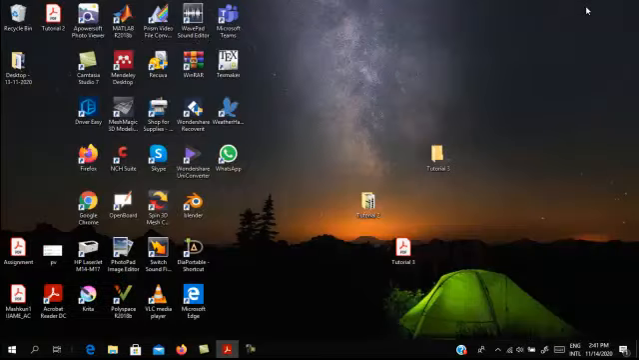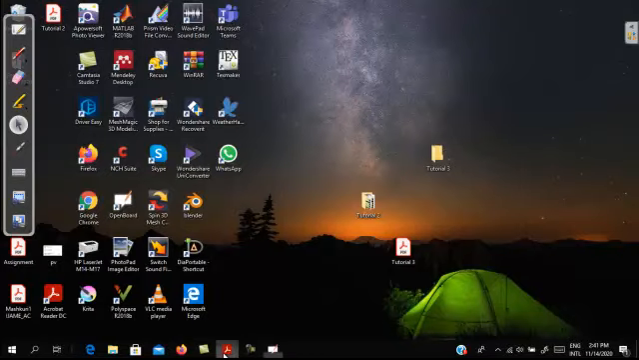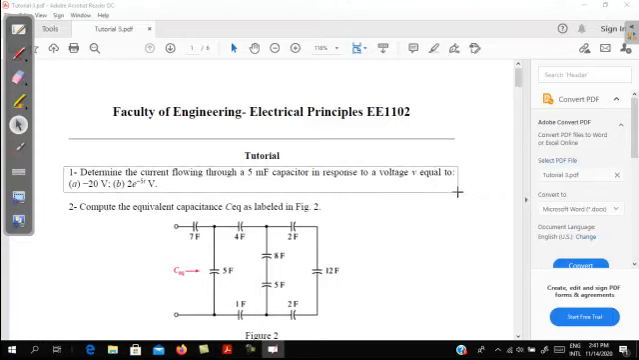So we start with the solution of tutorial number 3, RL circuit and RC circuit. The first question, we need to find the voltage and the current through a capacitor.